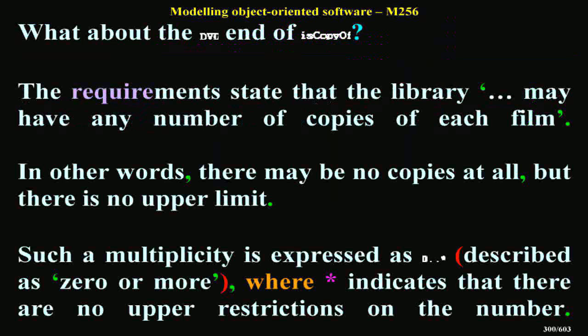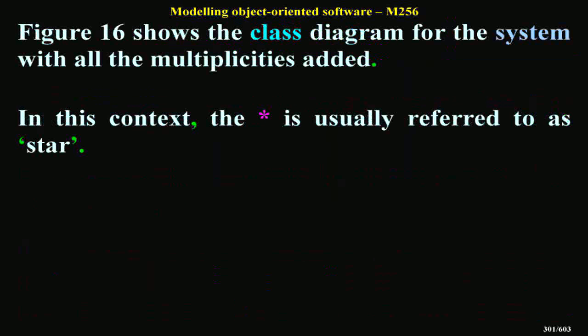The requirements state that the library may have any number of copies of each film. In other words, there may be no copies at all, but there is no upper limit. Such a multiplicity is described as 0 or more, where * indicates that there are no upper restrictions on the number. Figure 16 shows the class diagram for the system with all the multiplicities added. In this context, the * is usually referred to as star.